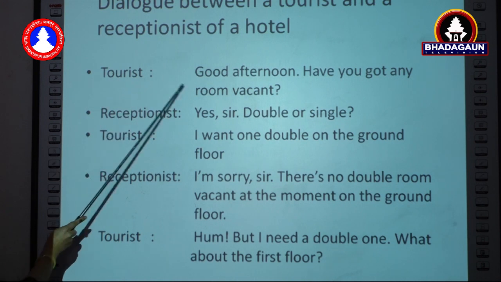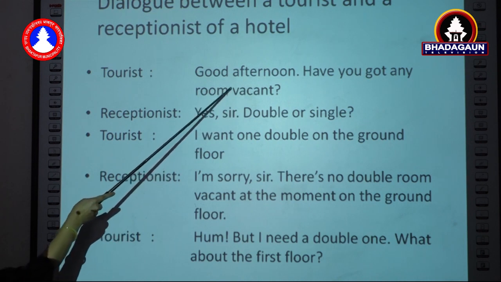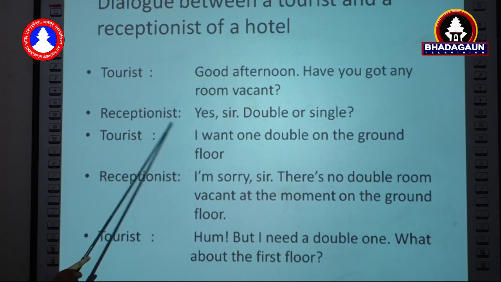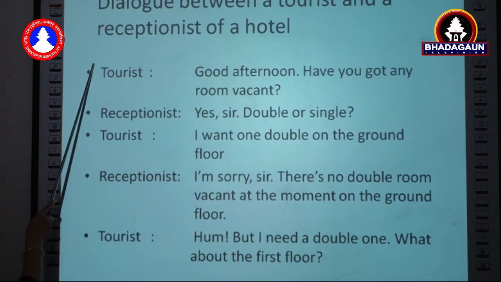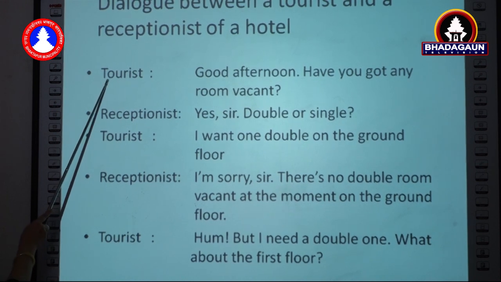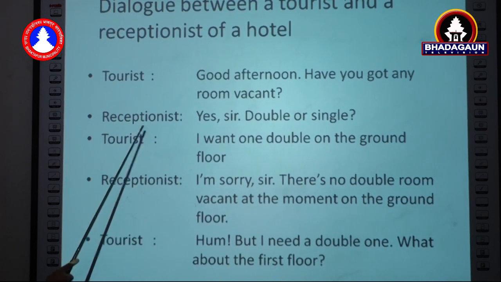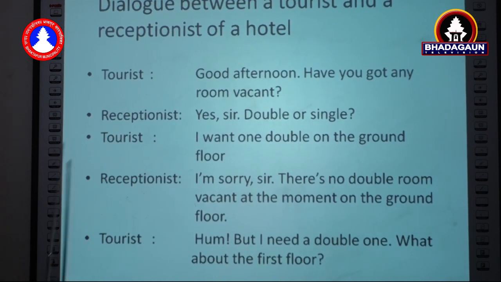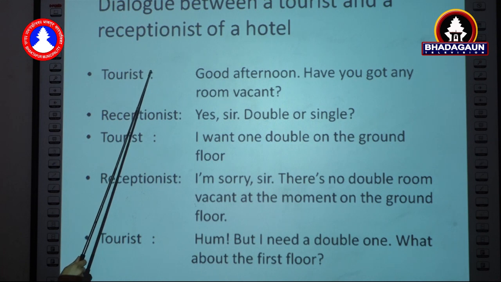The tourist says, "Good afternoon, have you got any room vacant?" When he asks the question, the receptionist says, "Yes sir, double or single?" So this is one exchange: the tourist asked a question, and the receptionist answered it. As I told you earlier, I will be focusing on the layout and format, and showing you the example. Here, after the speaker, you have to put a colon.